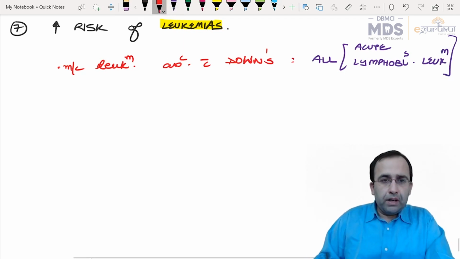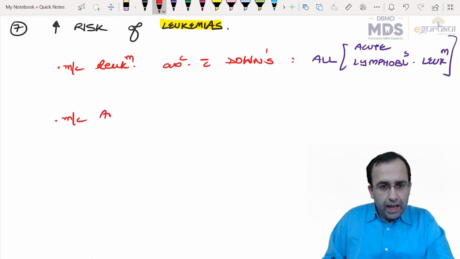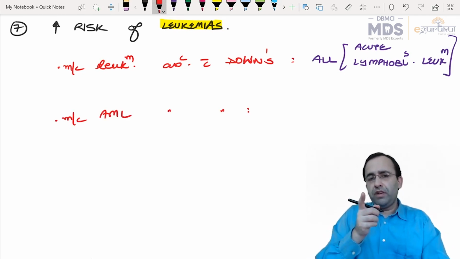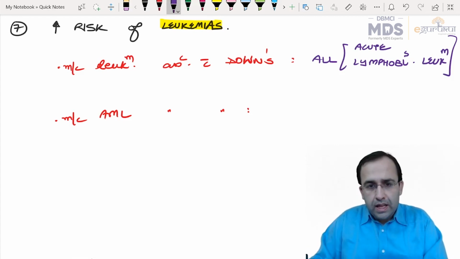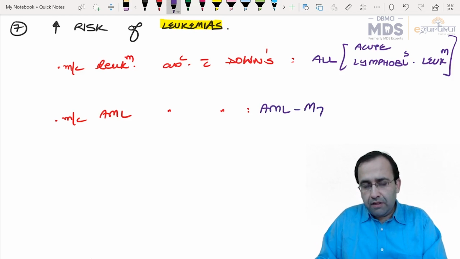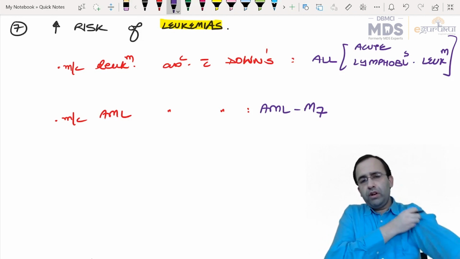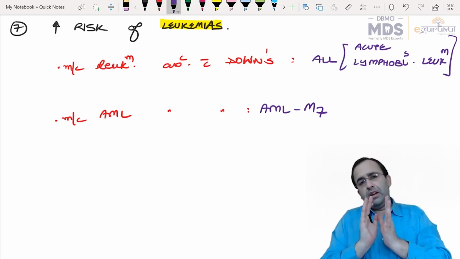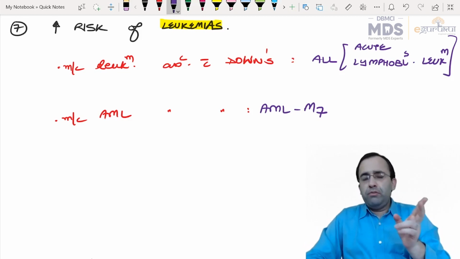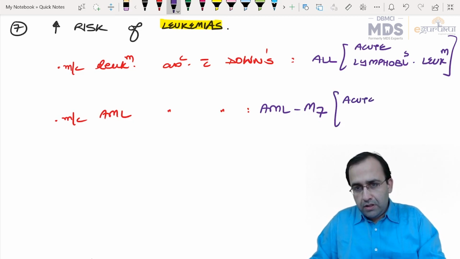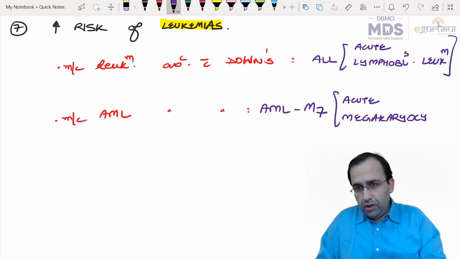But the most common subtype of acute myeloid leukemia with Downs is AML M7. Have a look at the difference in the question. Overall, the most common leukemia in Downs is ALL, acute lymphoblastic leukemia. But the most common AML in Downs is AML M7, which is acute megakaryocytic leukemia.